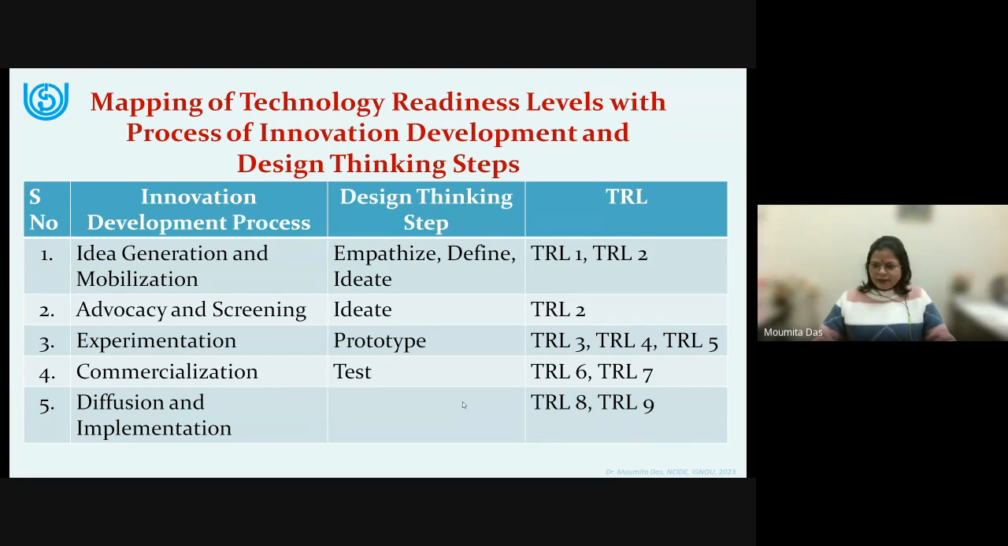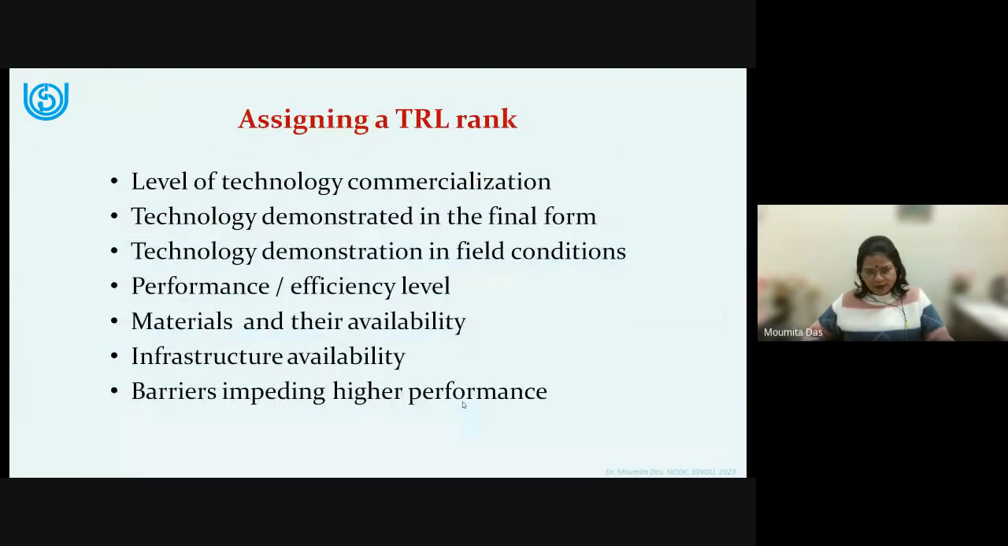As I said, these are not rigid. According to your thinking, you can assign TRL levels to different stages, but this is broadly what it should be. And believe me, assigning TRLs is not easy. It is not at all easy.